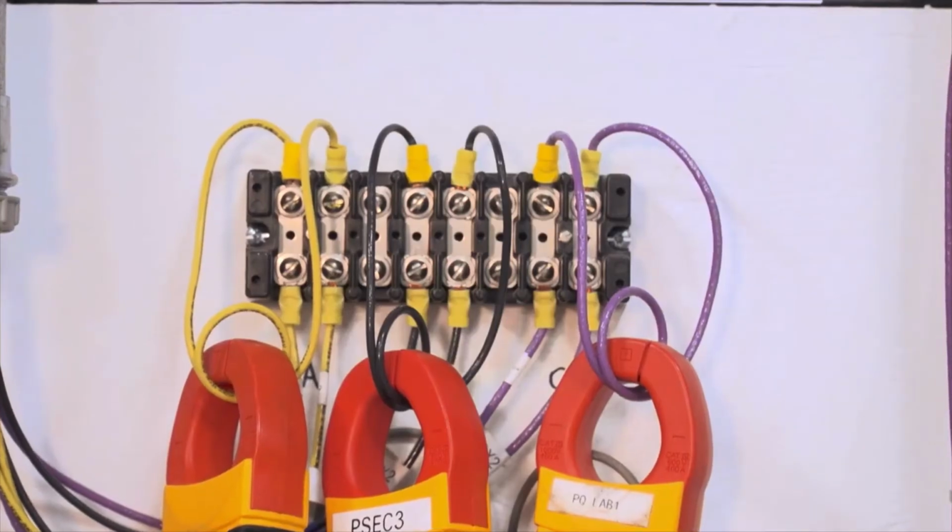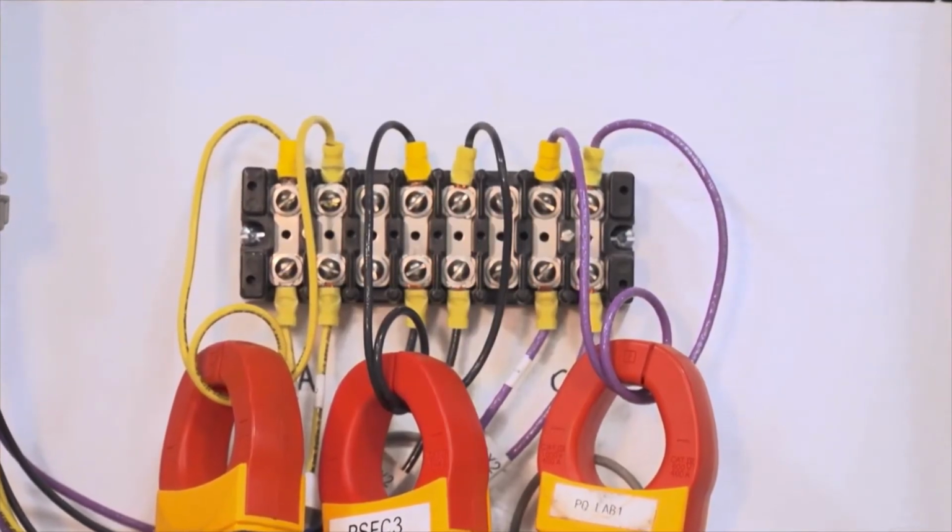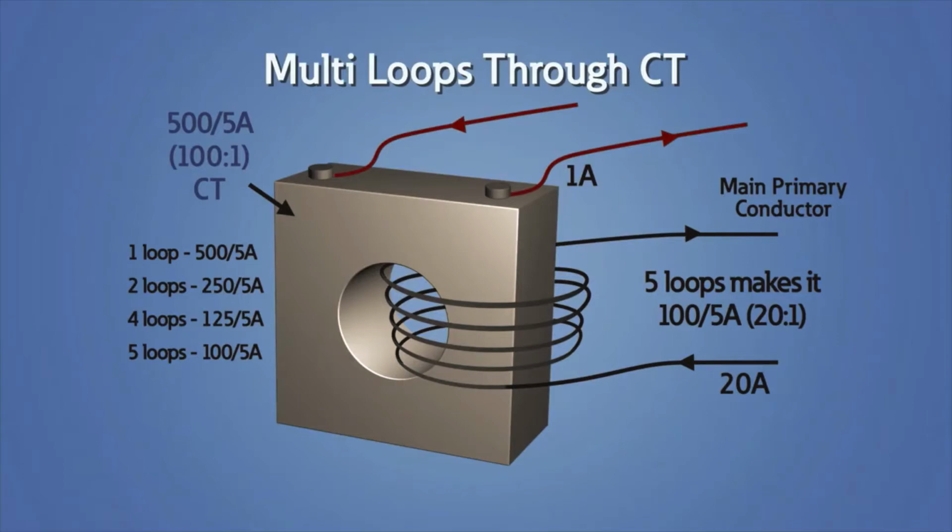Sometimes the current value is too small. A CT may not be accurate at less than 10% of its full load rating, so one way to increase the amount of current flowing through the core, especially for temporary metering, is to loop the primary wire several times through the core. For example, for a 500 to 5 amp CT or 100:1 ratio, looping the wire 5 times through the core will make the CT ratio 100 to 5 amps.